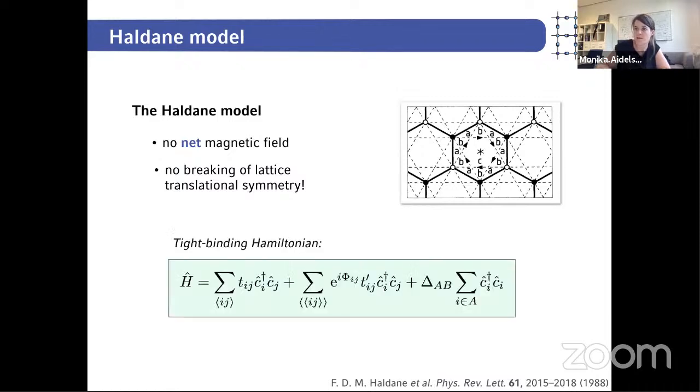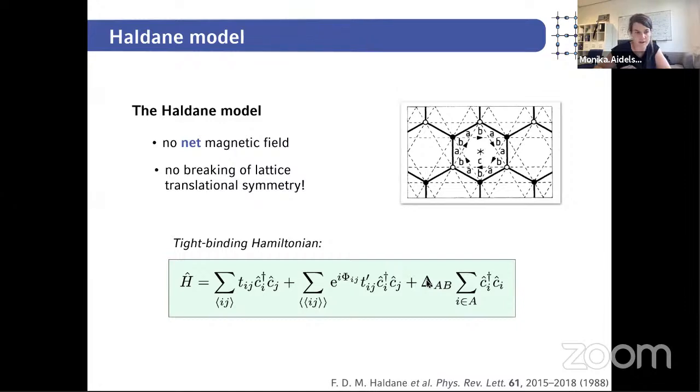So the Haldane model, in the tight binding form, has real nearest neighbor tunnel couplings, which are denoted as Tij, and complex next nearest neighbor hoppings with the phases phi ij. And there can be a sublattice energy offset delta between the two sublattices A and B.